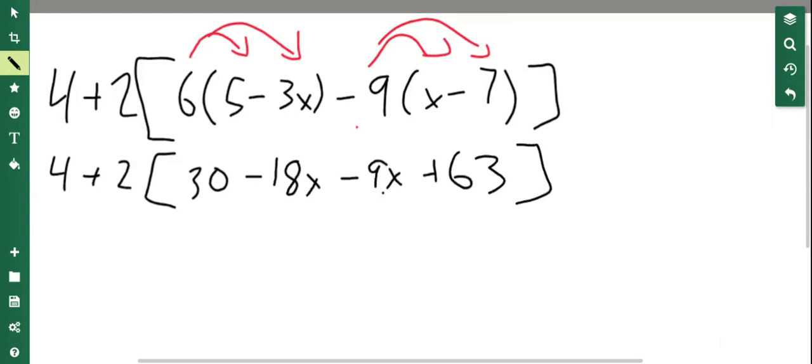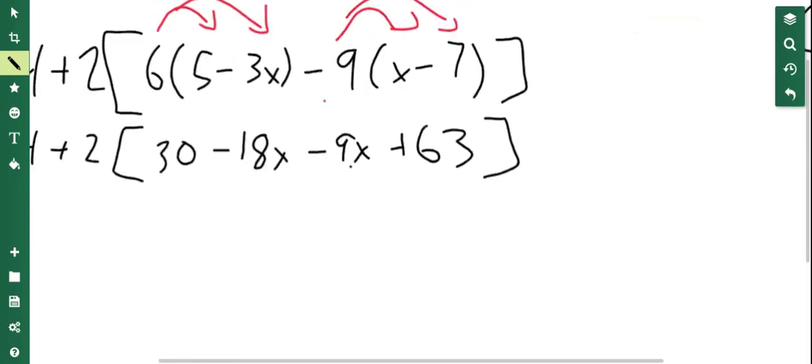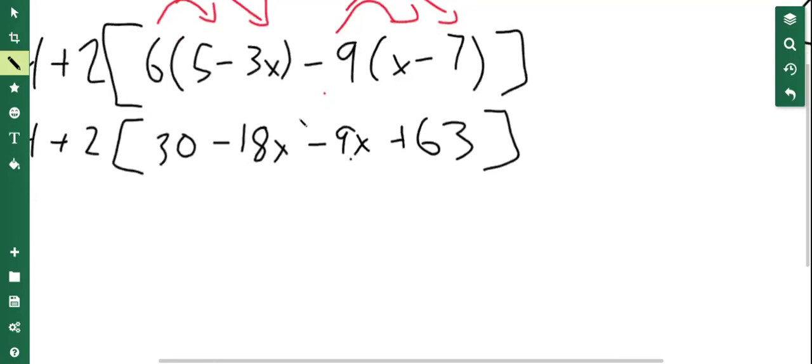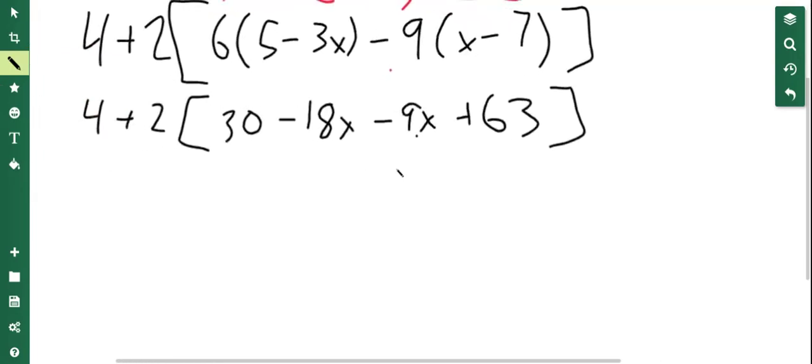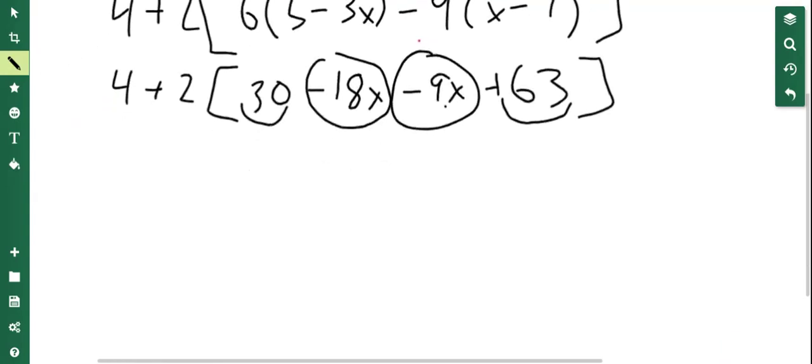We close our parentheses. So do we still have parentheses? Yes, we do. We got rid of the parentheses inside through distribution, but we still have these brackets which act like parentheses as well. So let's combine like terms on the inside. So we have 30, which is a constant. We have 63, which is a constant. We have negative 18x and we have negative 9x, which are both like terms because they both share x.